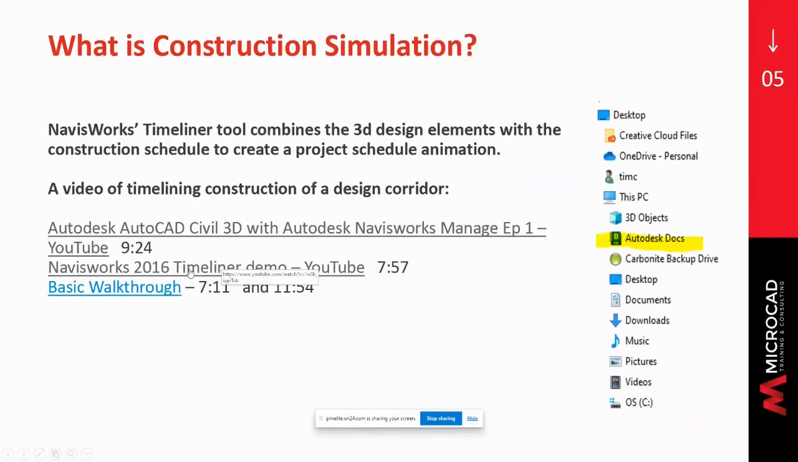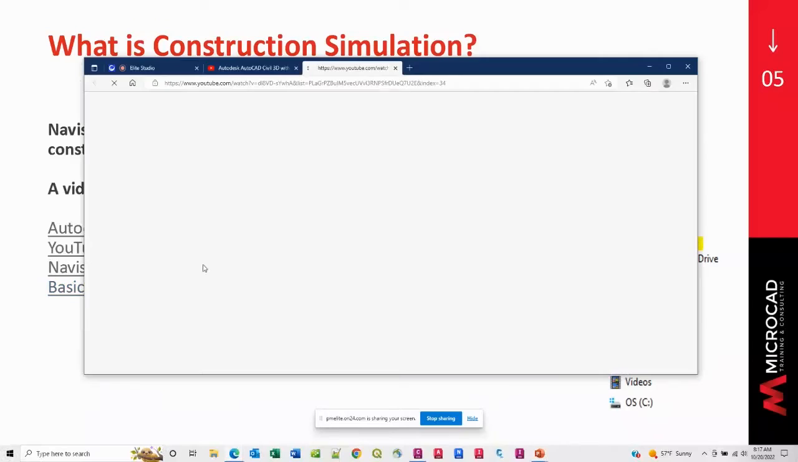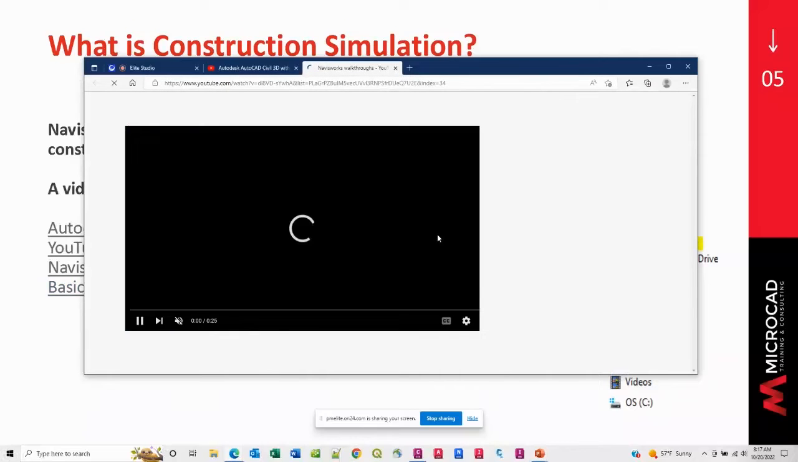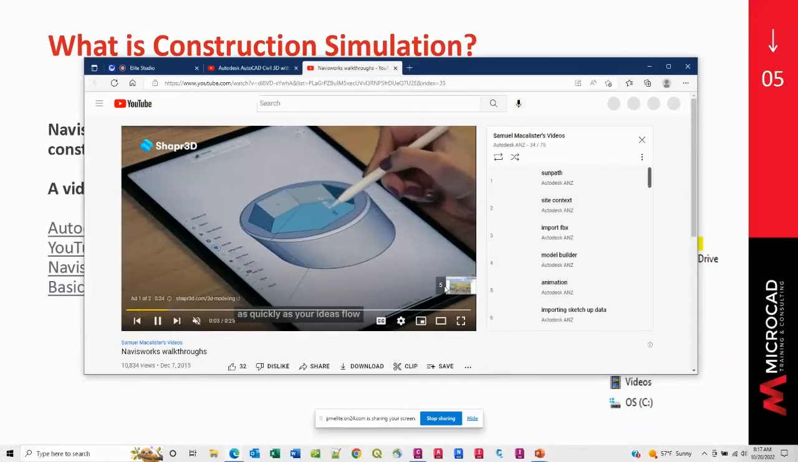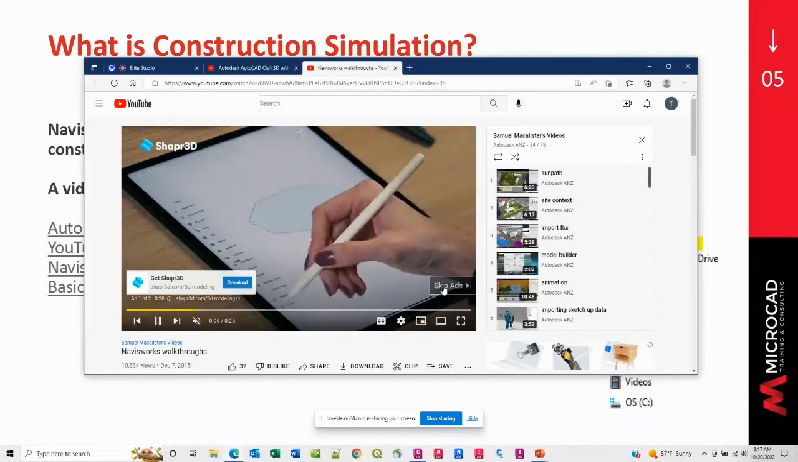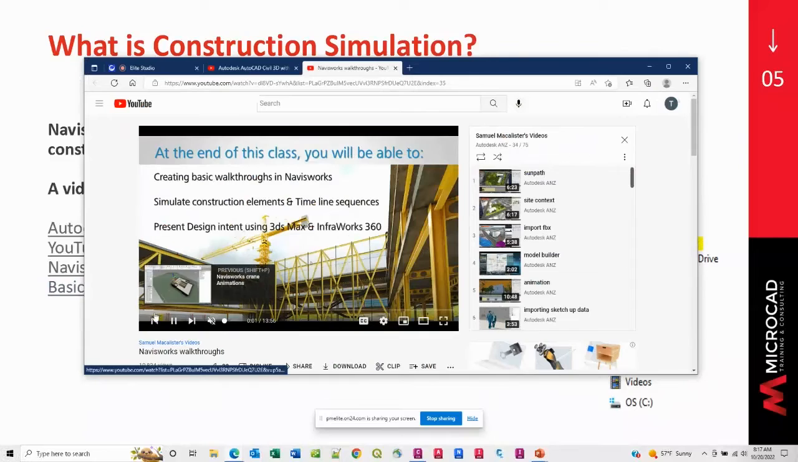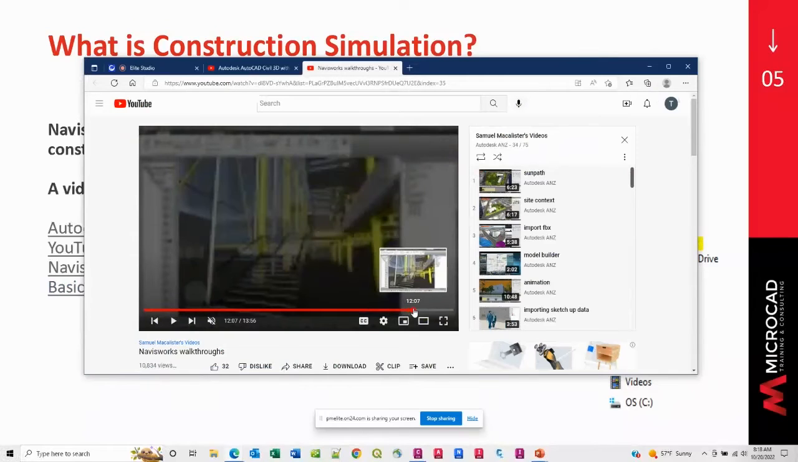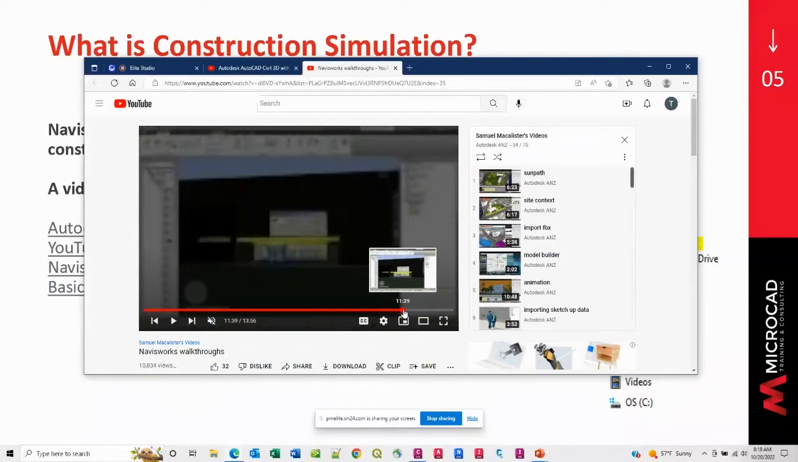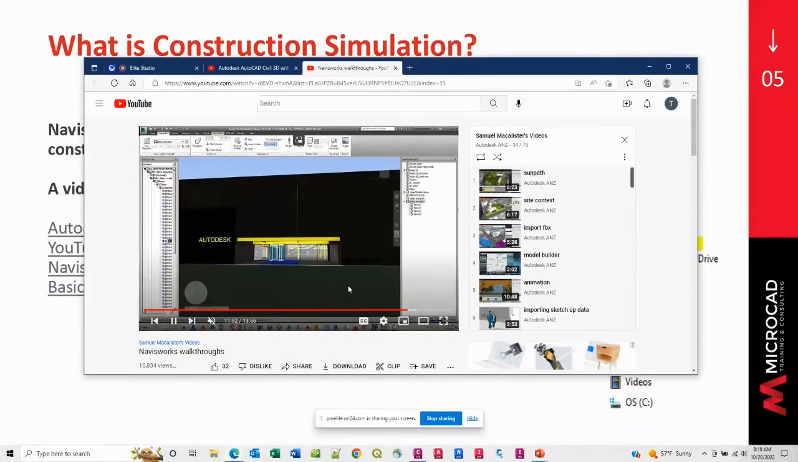We got another demo here, Timeliner demo. I want to show you this basic walkthrough, and I'm just going to jump up to 1154. So this one shows a walkthrough. Now this is a building. So this is, oops, 11, I said 54. Close enough. So this, I'm going to stop that for a sec.